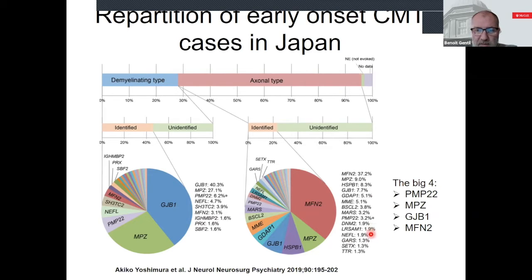So as you see, if you go down the list, the proportion of genes is becoming very low, and you have very rare forms of Charcot-Marie-Tooth caused by genes like NFL, GAS, or SEXT here. So it means that these different forms are very rare, and you're very unlikely to find them in your cohort. And you really need to look at these genes.